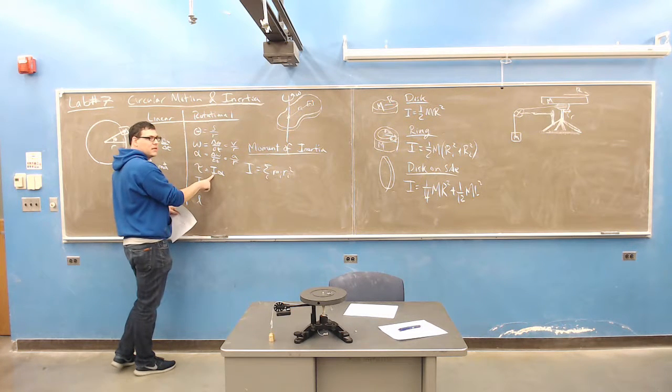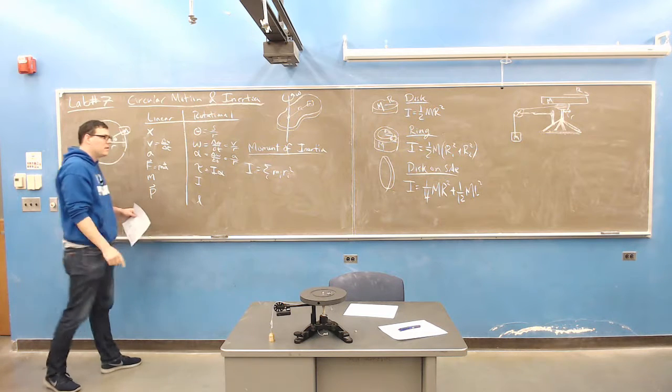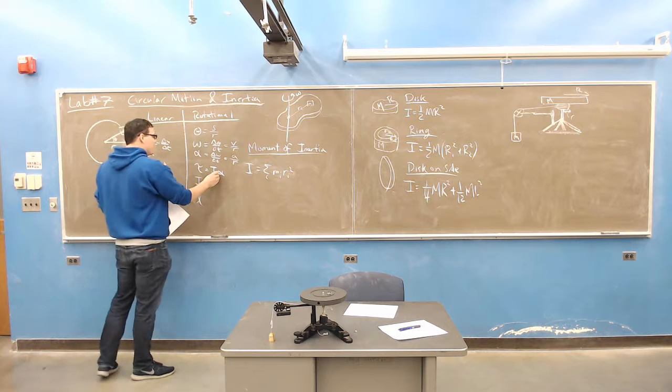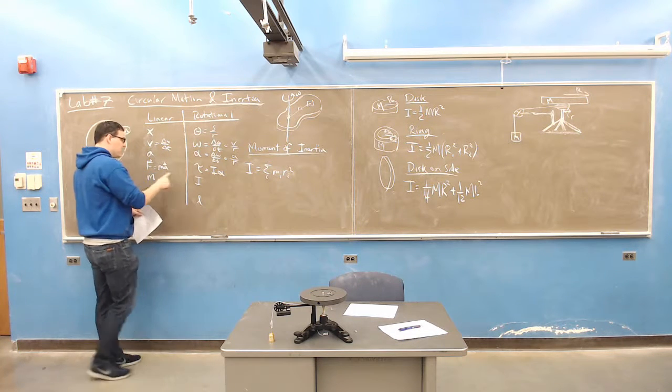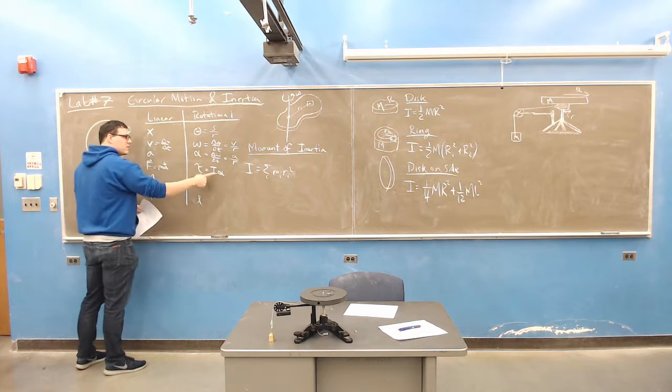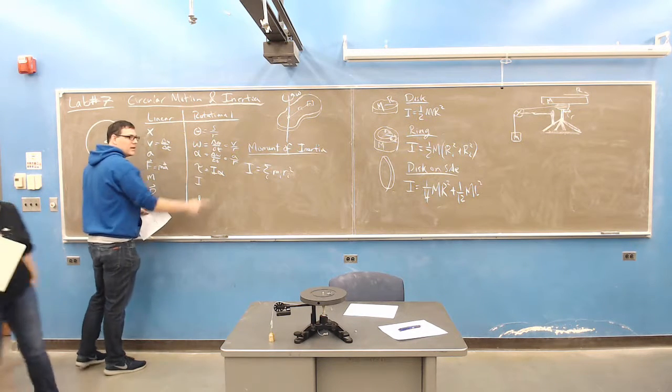What's this I? No, it's not current, but good guess. We call it the moment of inertia. It's analogous to the mass. So if you're looking at this equation and comparing everything, this is like a force, this is like a mass, and this is like an acceleration.